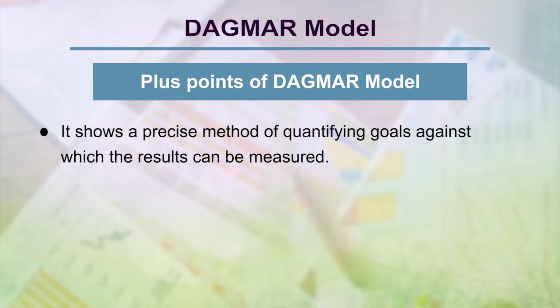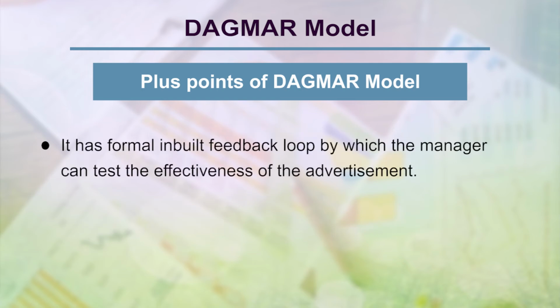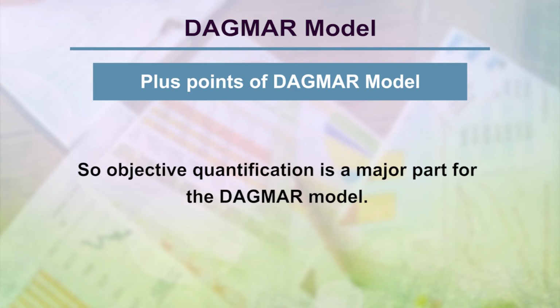First one, it shows a precise method of quantifying goals against which the results can be measured. Number two, it provides a framework for the development of operational objectives by introducing behavioral science to advertising. Another plus point, it has a formal inbuilt feedback loop by which the manager can test the effectiveness of the advertisement. So these are mainly the three plus points of DAGMAR. Objective quantification is a major part of the DAGMAR process or DAGMAR model.